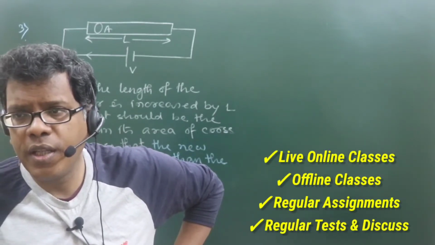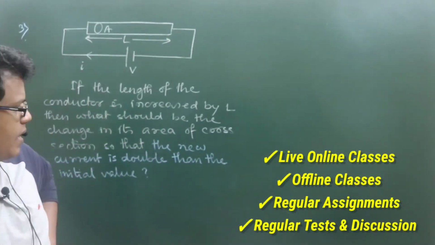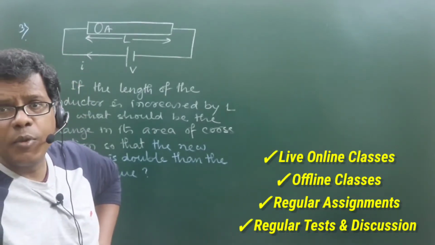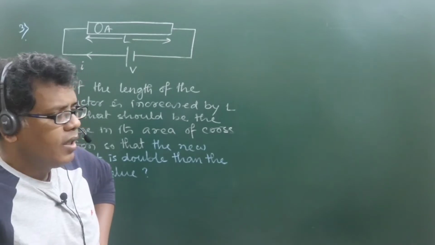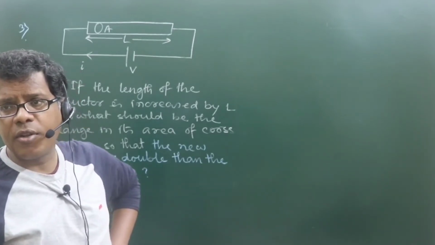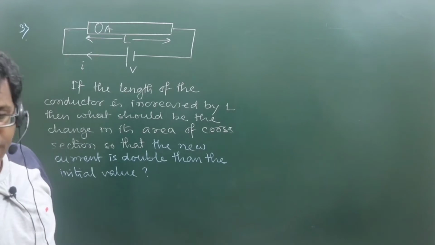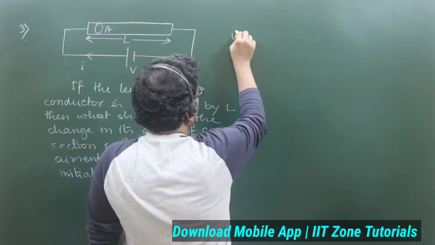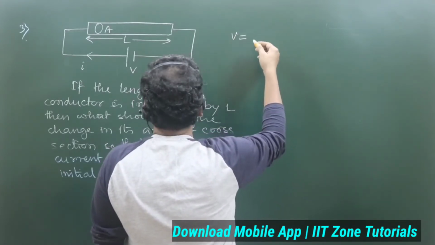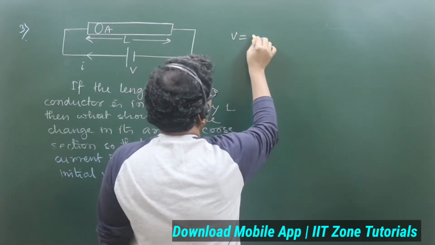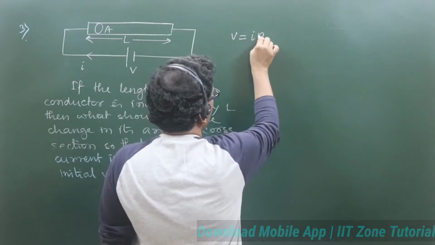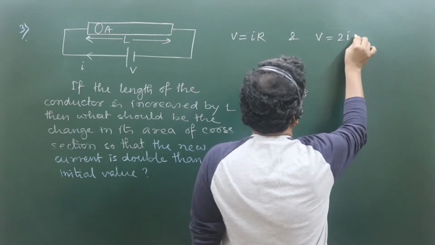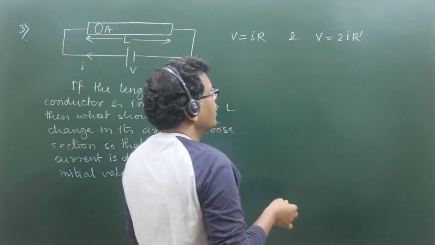Here also you think, in the previous case we came to the conclusion that if the length is doubled, then the area of cross section will also need to double, provided we allow the same current. But this time the current value will be double. So the previous part was V is equal to IR, and the final part is V is equal to 2I into R dash.